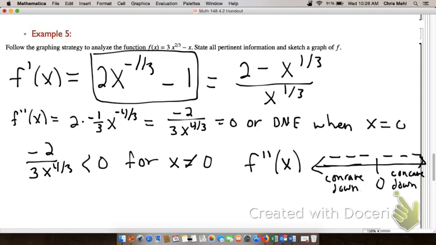Okay, and then also, since it's at our partition number, the concavity doesn't change. There are no inflection points. Okay, so this graph is always concave down.